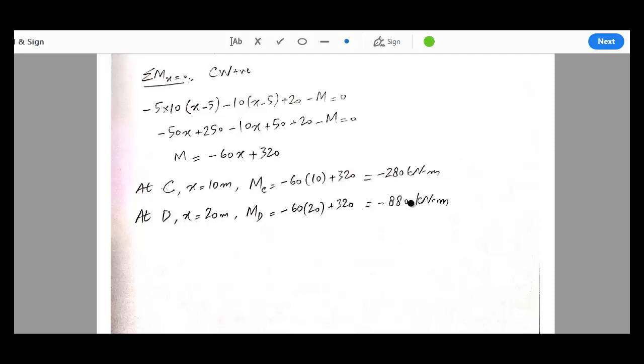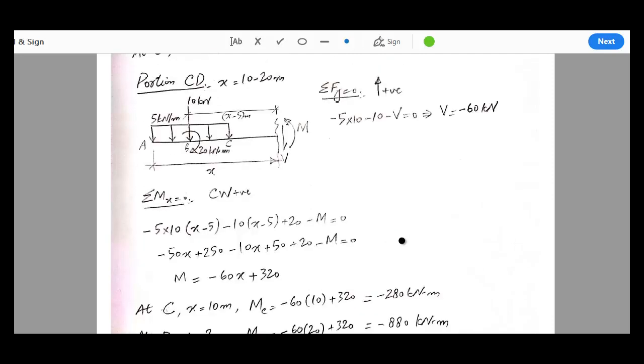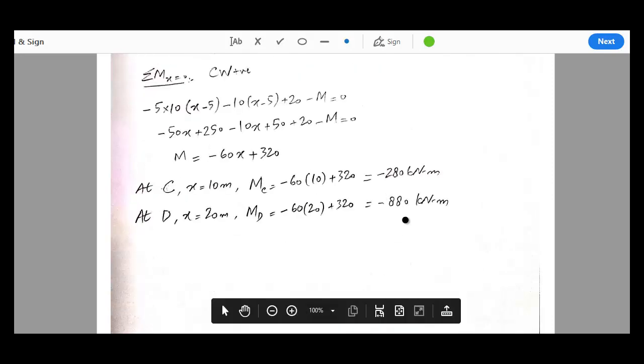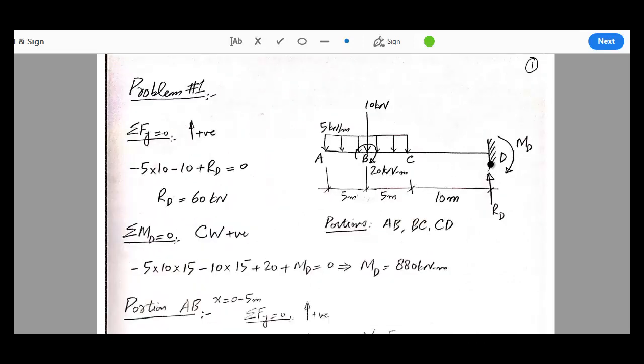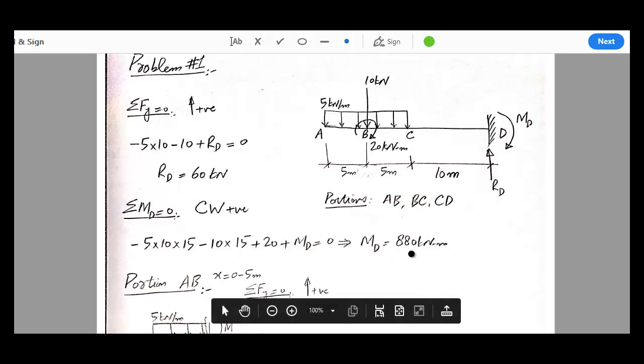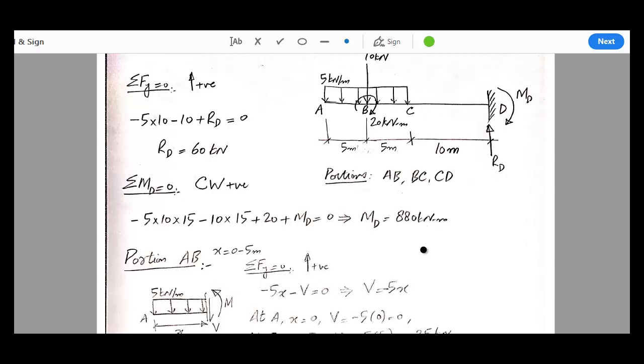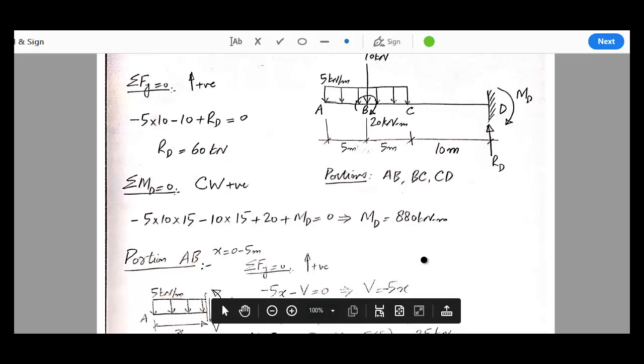Now we need to note a couple of things about these moments. One thing is MD. How much is MD? MD is minus 880 kilonewton meter. If you look at this beam at support D, we have a fixed support, and there is a moment, and that is equal to 880 kilonewton meter. So the magnitude of the moment at point D should be equal to the magnitude of the reaction.